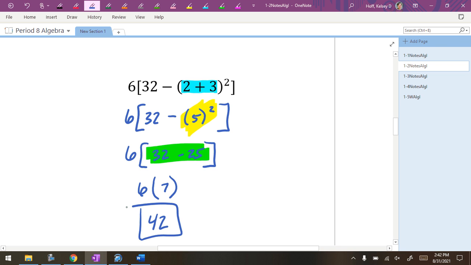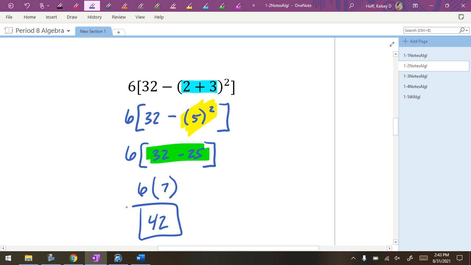I got 42. Okay. So in this case, we have a bracket and we have a set of parentheses. They mean the same thing. So we have to go furthest inside, and in our parentheses tells us to add. So we add 2 plus 3, and we get 5.